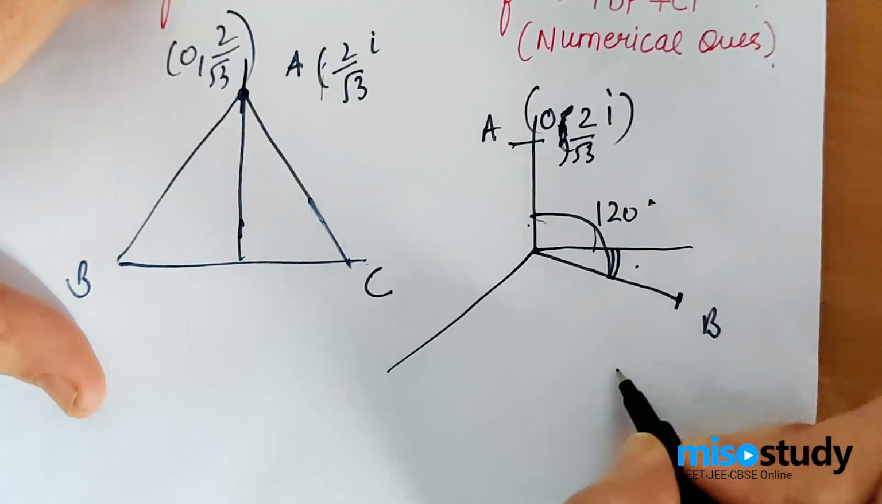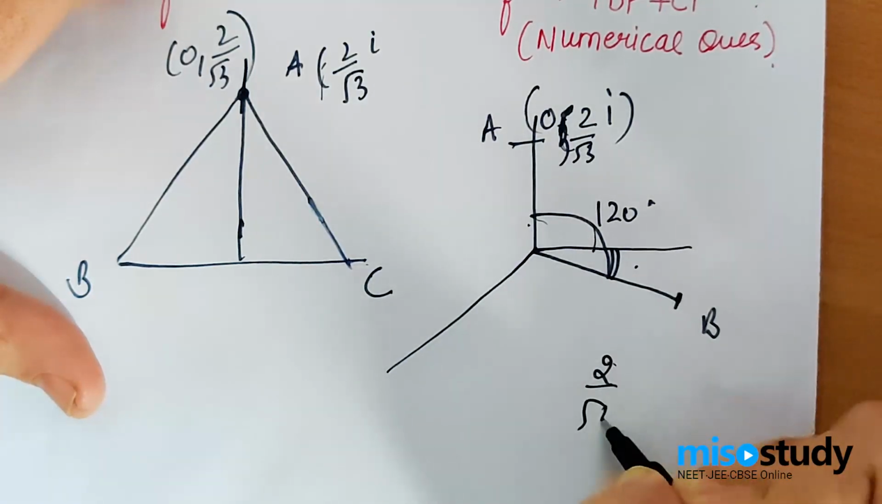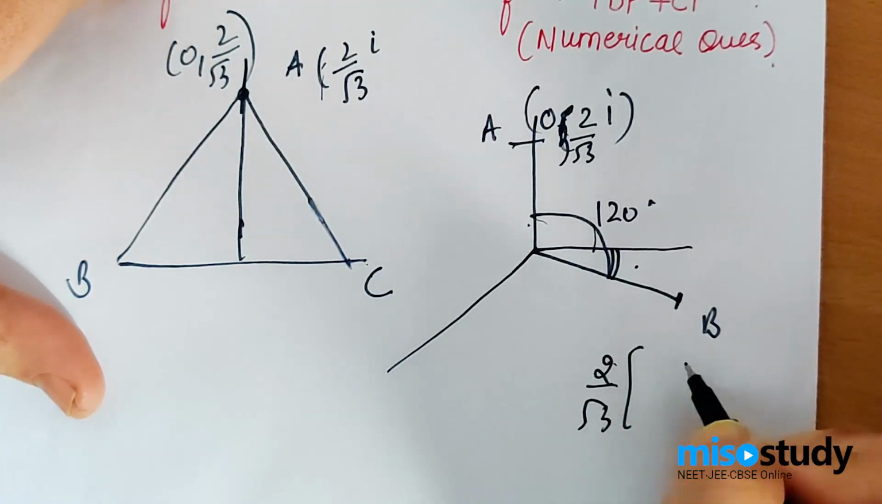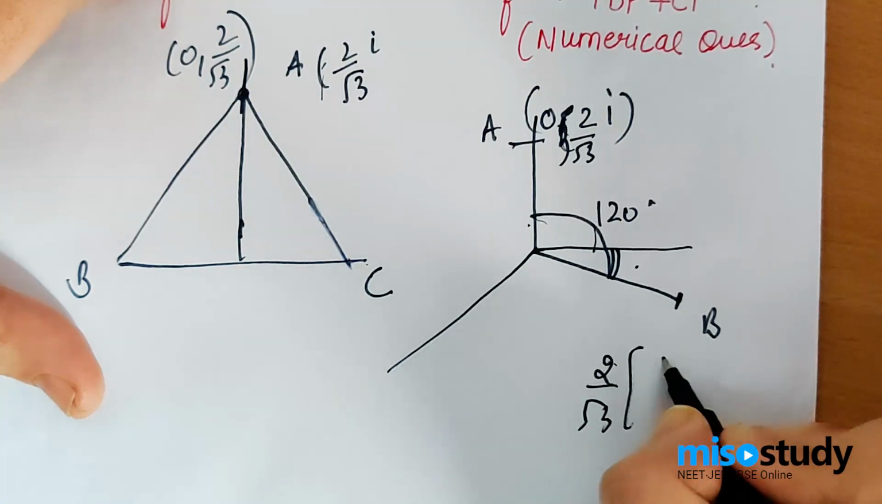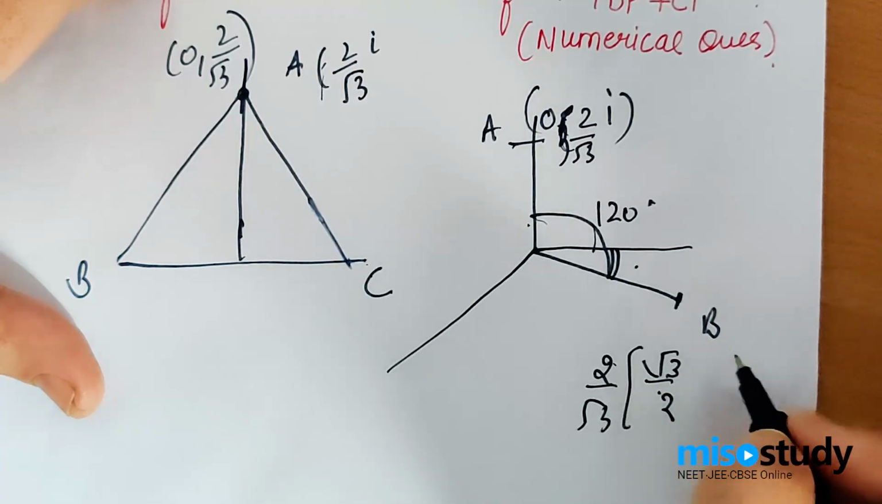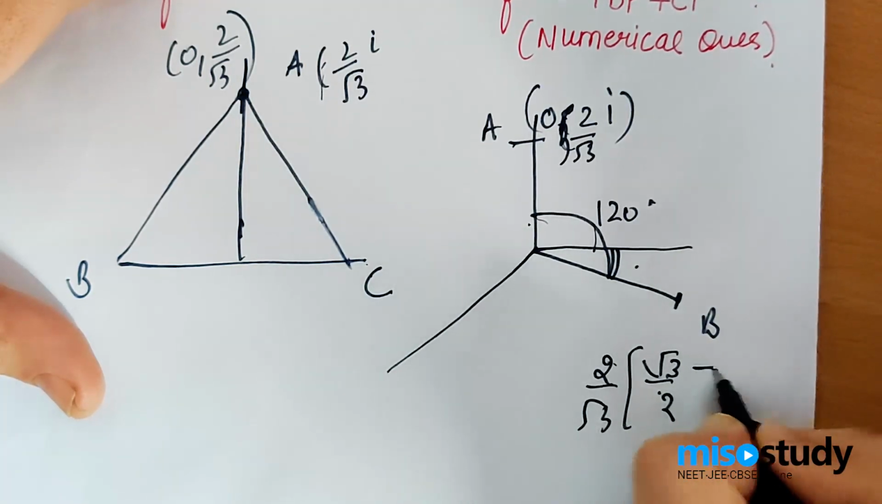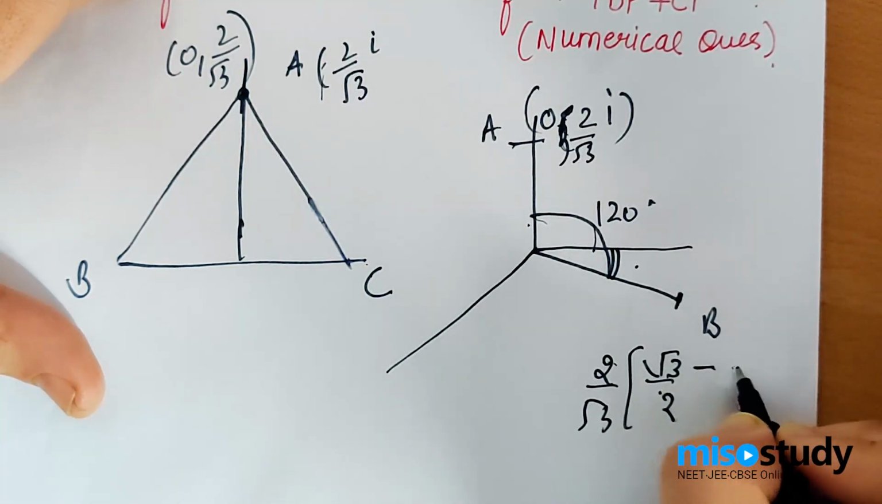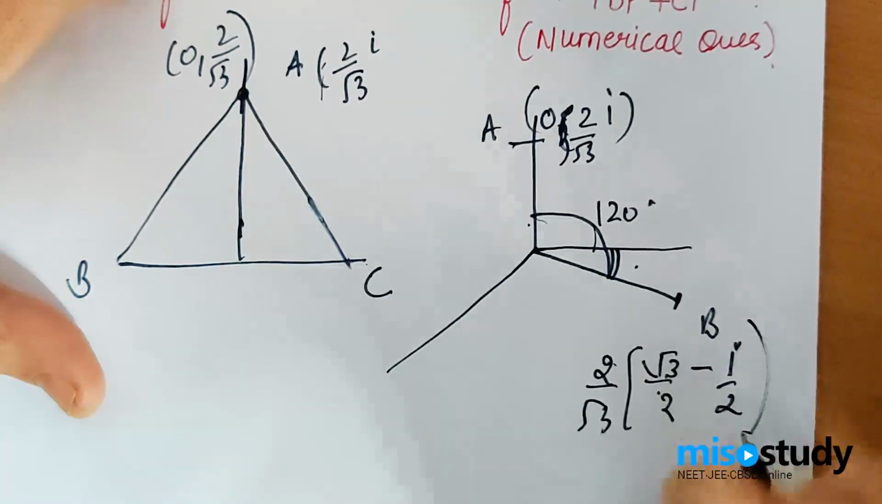So if you solve it, it will be 2 root 3 times e raised to the power minus iota pi by 6, which is cos pi by 6, that would be root 3 by 2, and sin pi by 6, that is minus sin pi by 6, because it's minus pi by 6, so it's minus iota by 2.